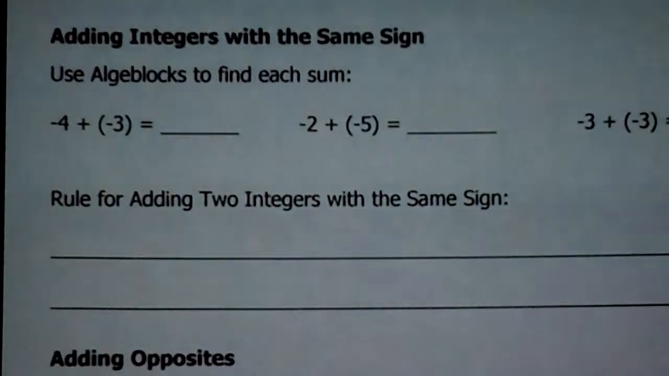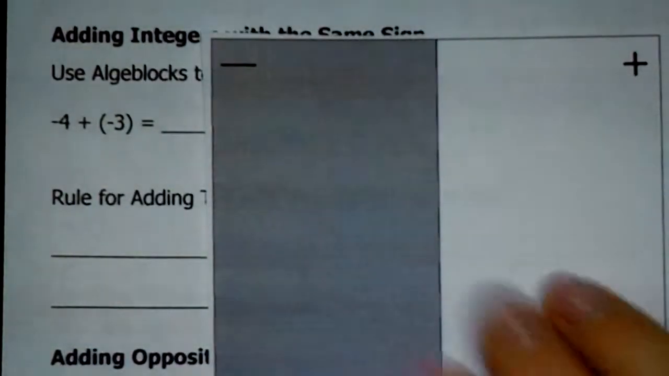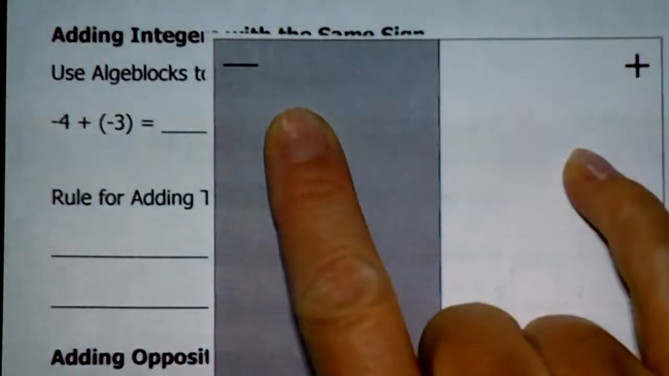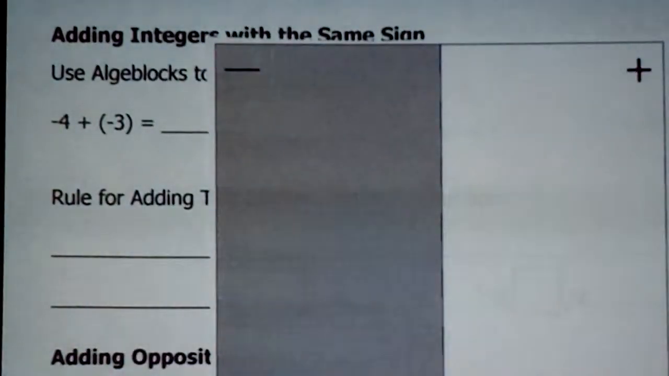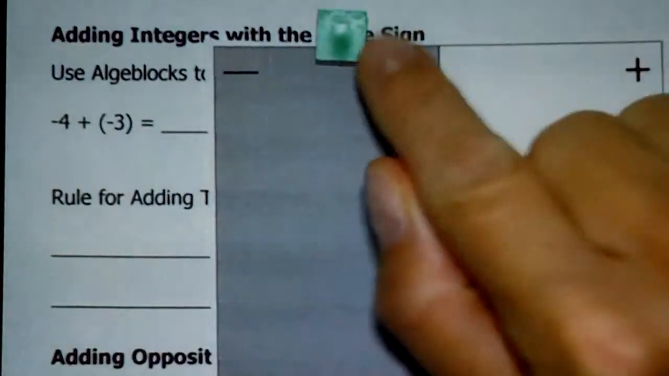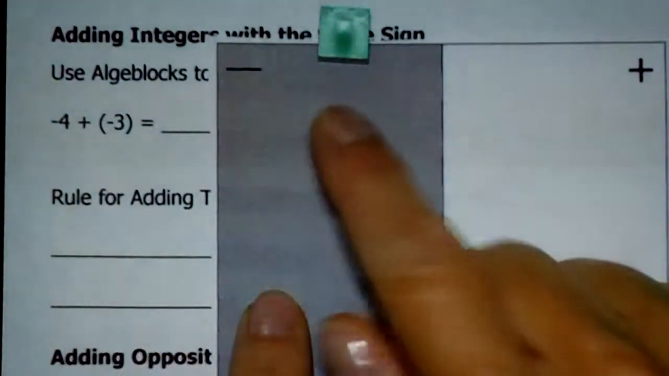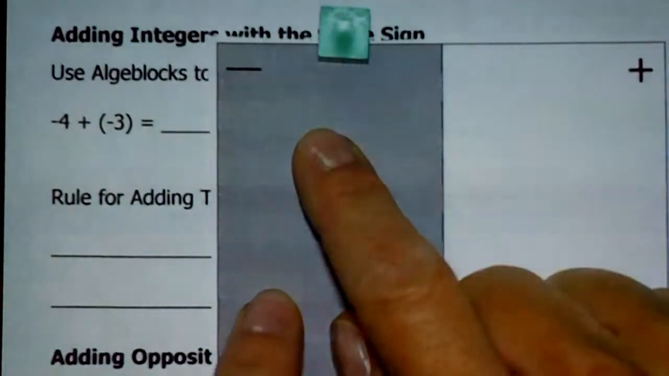You've seen this kind of mat probably in class. Hopefully we've discussed it a little bit. We have a negative side of the mat and we have a positive side of the mat. And we have some little green blocks. These each represent 1. If I want a negative 1, I'm going to put it on the negative side of the mat. If I want a positive 1, I'll put it on the positive side of the mat.